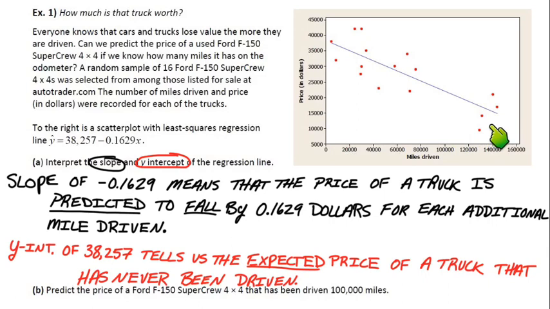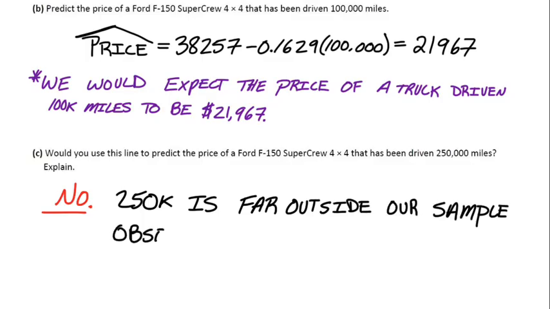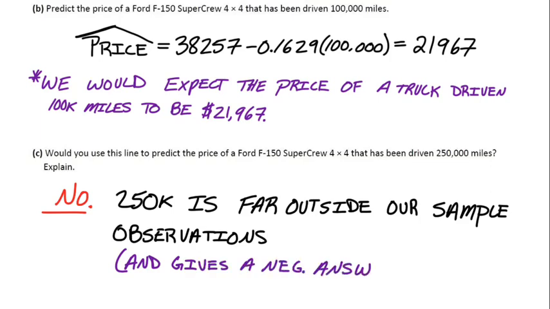And now it's asking, should we go ahead and predict one that's got 250,000 miles on it? That's not appropriate at all. For one, look at the line. It's probably going to be negative by the time it gets to 250,000. In fact, it is. And we don't have any data regarding trucks with 250,000 miles on it. So that would be no, that's not reasonable to do. So no, that's not reasonable. 250K is far outside our sample observations. And it actually gives a negative answer. That's not reasonable at all.